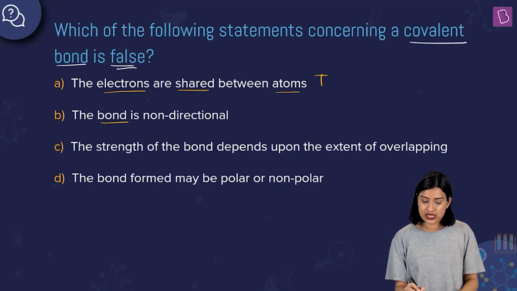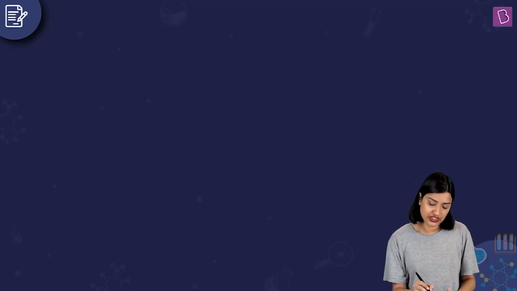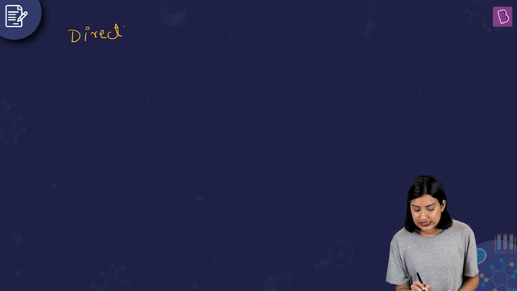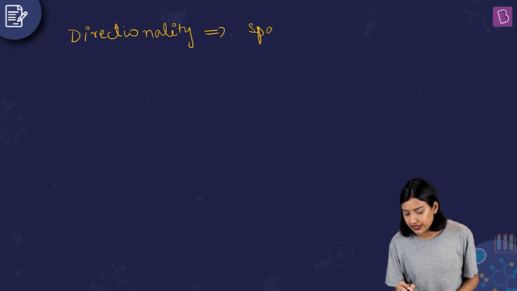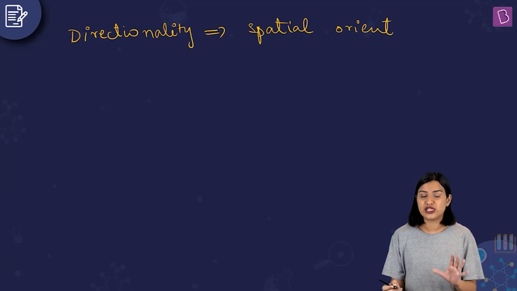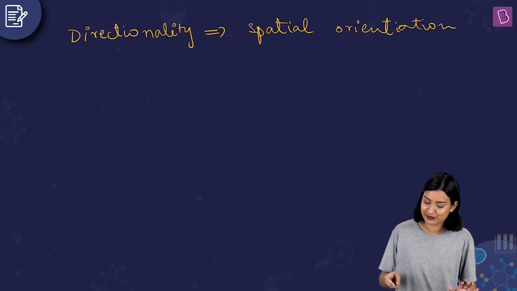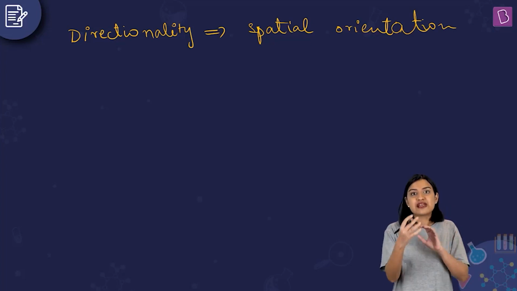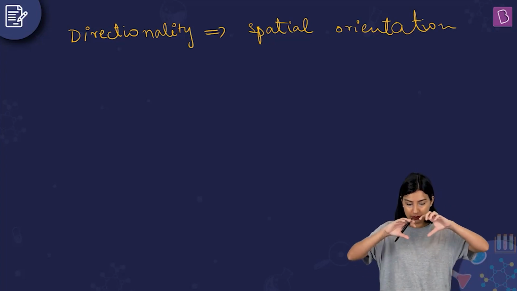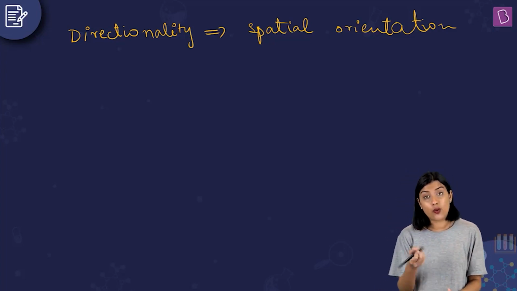The bond is non-directional. Okay, so what does directionality of a bond mean? So directionality of a bond is nothing but it talks about spatial orientation, right? There has to be some sort of spatial orientation or specificity in spatial orientation. Sorry, I forgot the spelling. Okay. Orientation. Okay, there has to be some sort of specificity in the spatial orientation when you talk about the formation of the bond, right? There is some selectivity in it. Why am I saying that?